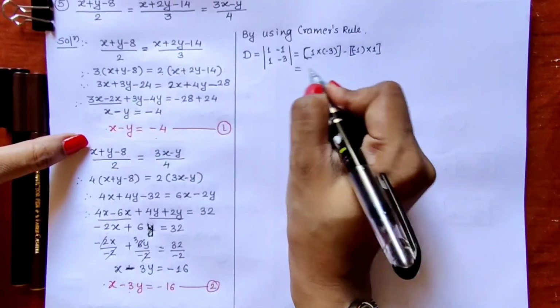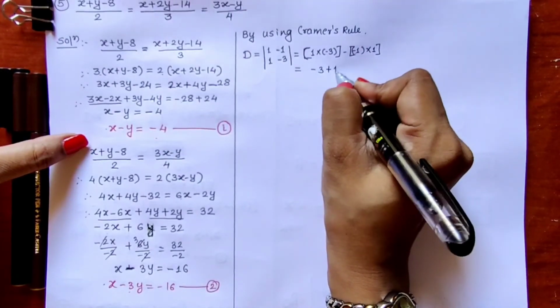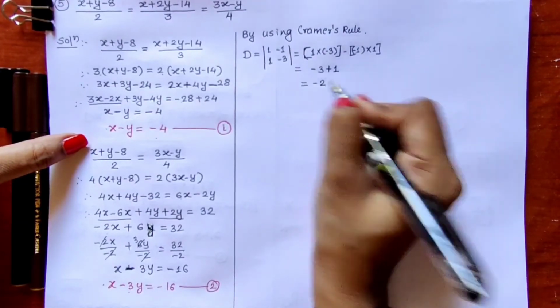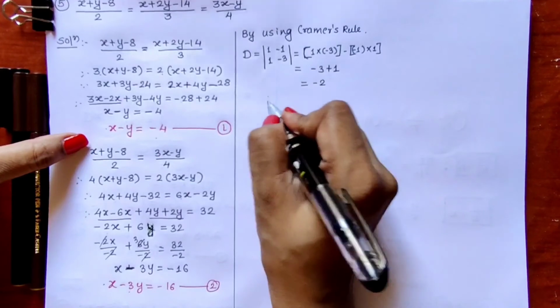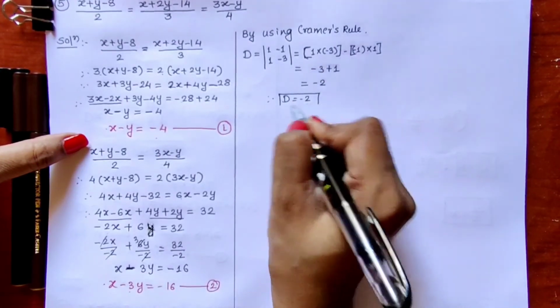So 1 into minus 3 is minus 3. Minus minus plus 1 ones are 1. Minus 3 plus 1 is minus 2. Correct? So D is equal to minus 2. We have got determinant D value.